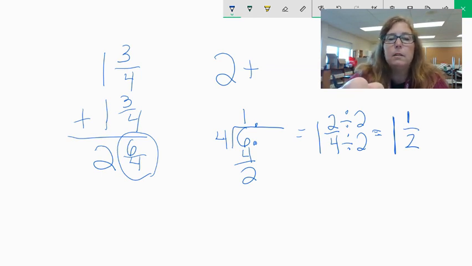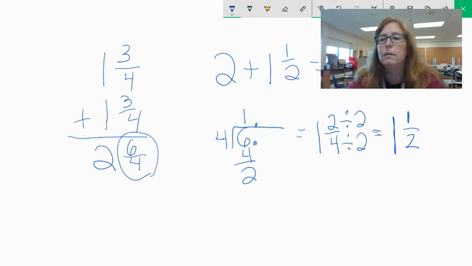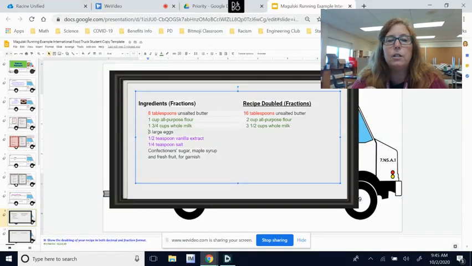But back in my problem, I still have the 2 whole parts, so I can't forget those. And to that, I'm adding 1 1/2. So again, I add my whole numbers to be 3, and 1/2 is the fractional part that is left. So 1 3/4 plus 1 3/4 is equivalent to 3 1/2. So back on my project then, you can see that I wrote 3 1/2 cups of whole milk. So that's the process you're going to use to double your recipe with fractions.